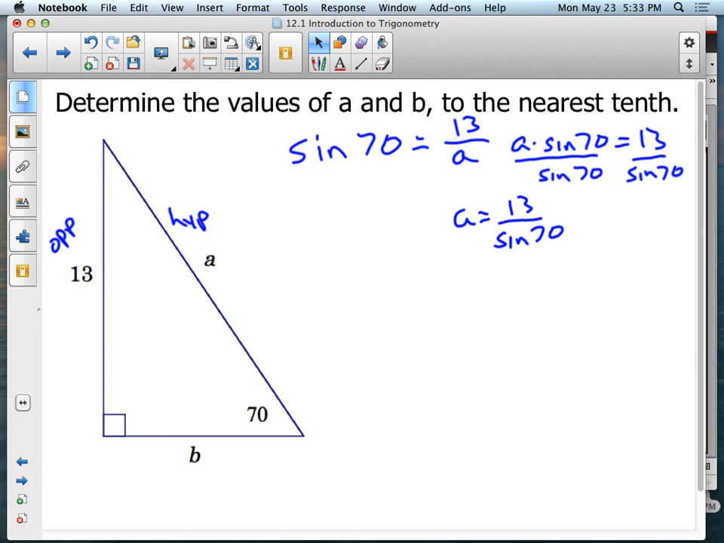So really what I could have done was just switch those two if my variable's in the denominator. In the numerator, it's pretty easy, just cross multiply. If the variable's in the denominator, maybe just switch the variable with the trig value.